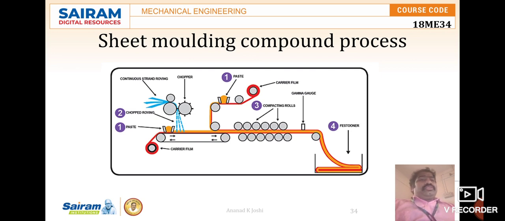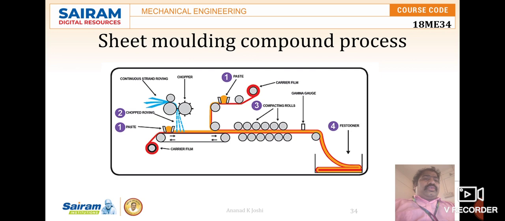Coming to the applications of this process, it is used for making electrical components and fittings like electrical switches, sockets, etc. This process is also used for making panels, housings and container caps, dishes, and other body panels and hoods for automobiles. So these are all about the sheet molding compound process.